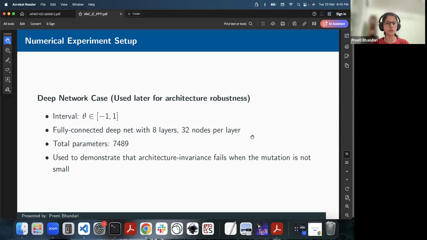They wanted to show that the neural network architecture is not important. You can have any architecture as long as the above constraints are followed, that is small mutation, and the equivalence holds for any neural network architecture. So in the deep neural network architecture, the number of parameters is high, and this is a fully connected network.